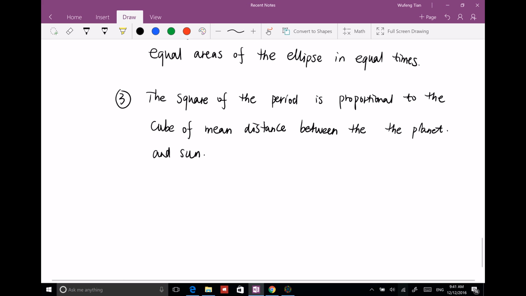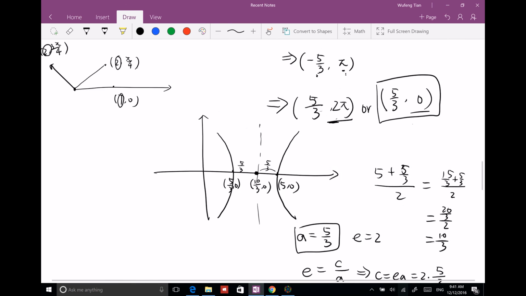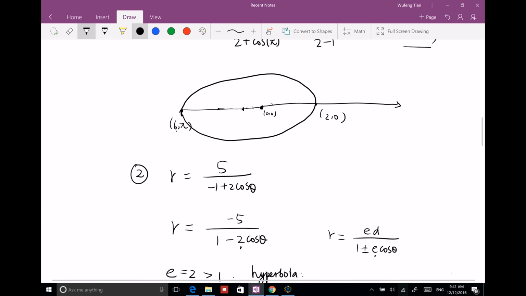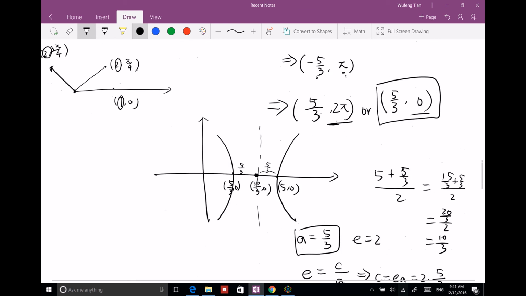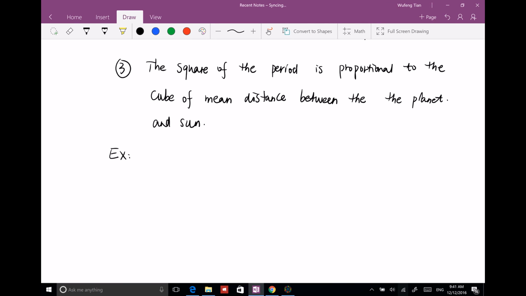Next one, we can look at an example. It's pretty similar to what we did here. Actually, it's very much like the ellipse example, but it gives you the conditions or numbers in the word problems. That's the only difference.